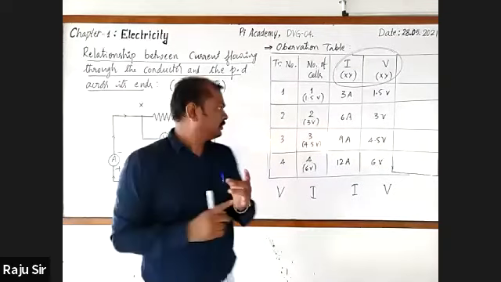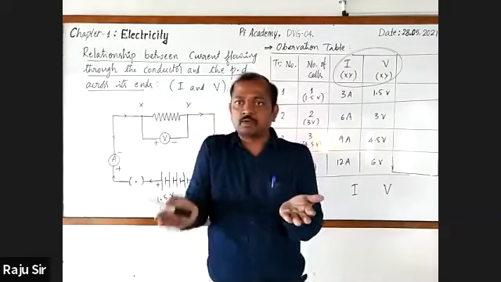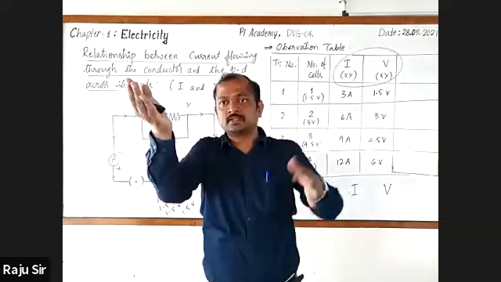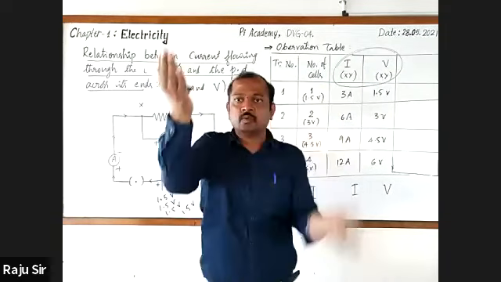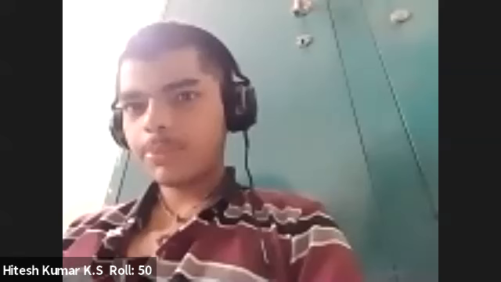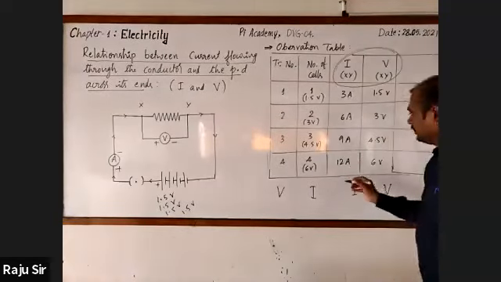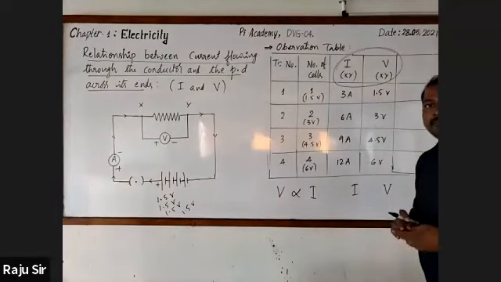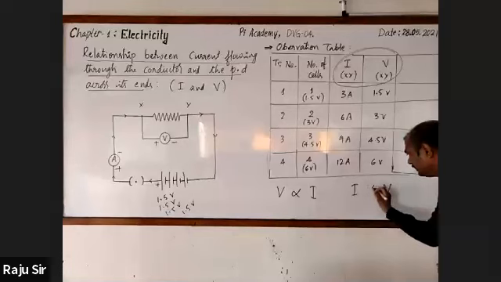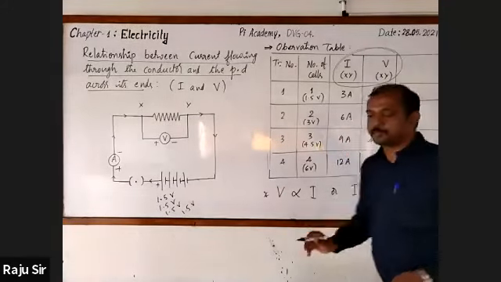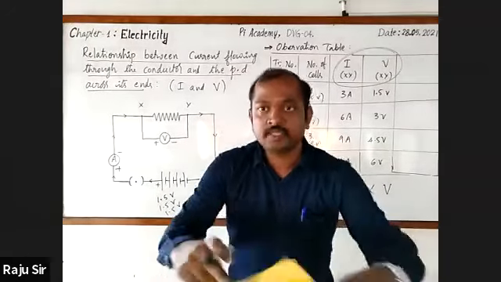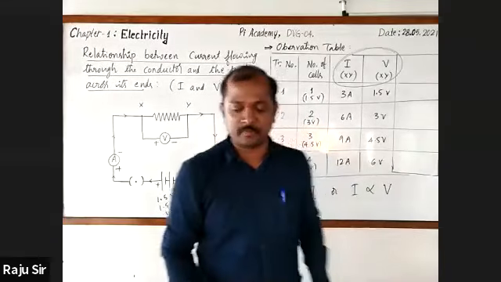Here there are two physical quantities: one is voltage and the second is current. In both cases, you can see that as one physical quantity increases, the other increases. When the current increases, voltage also increases. Which type of proportion is it? Very good, directly proportional. So can I write V is directly proportional to I? Yes. Just below that, write this relation: V is directly proportional to I, and I is directly proportional to V.